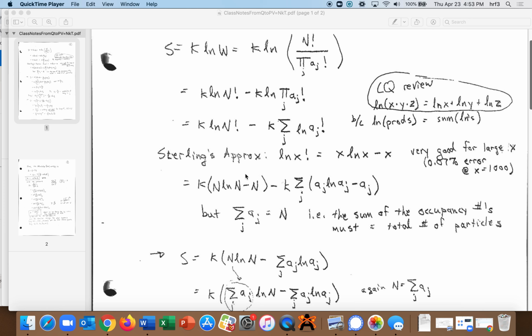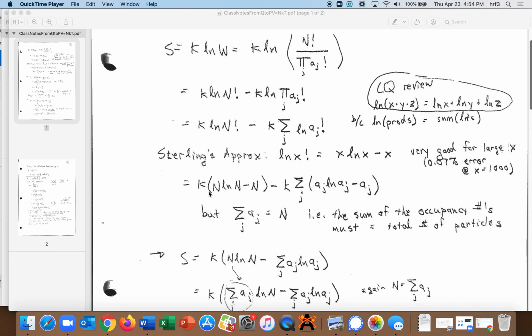Okay, and then there's something called Stirling's approximation. So this is an approximation, but the logarithm of x factorial is approximately equal to x ln x minus x. And this is very good for large x. I figured it out: it's 0.07% error when x is equal to 1,000. And if our x here is on the order of moles, like 10 to the 23rd, then it's pretty much exact. So then our entropy is equal to k N ln N minus k sum of a_j ln a_j minus a_j.